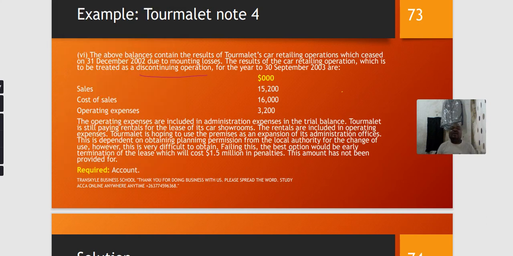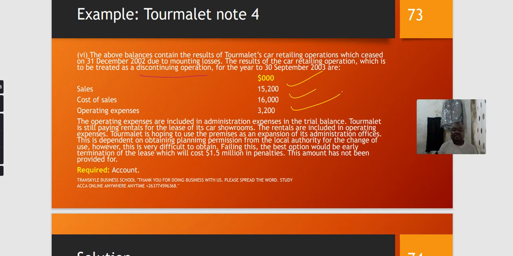So the results of the car retailing operation, which is to be treated as a discontinuing operation for the year to 30 September 20x3 are, so that's the information for this particular department which has been closed down. The sales were this much, the cost of sales that much, operating expenses that much.